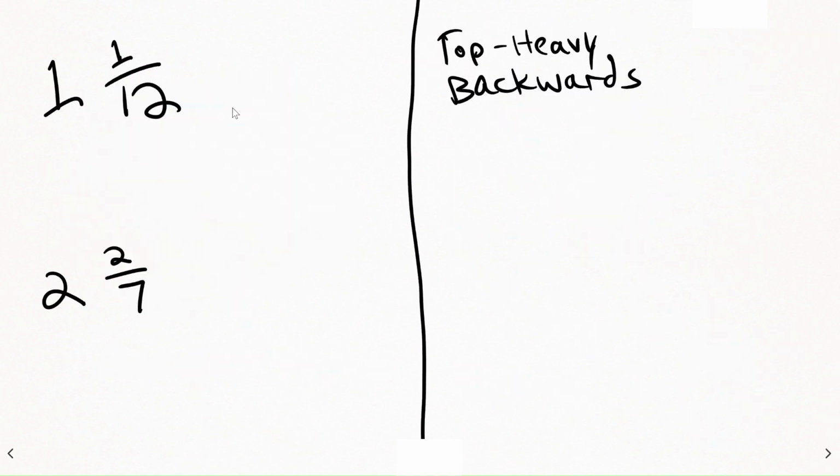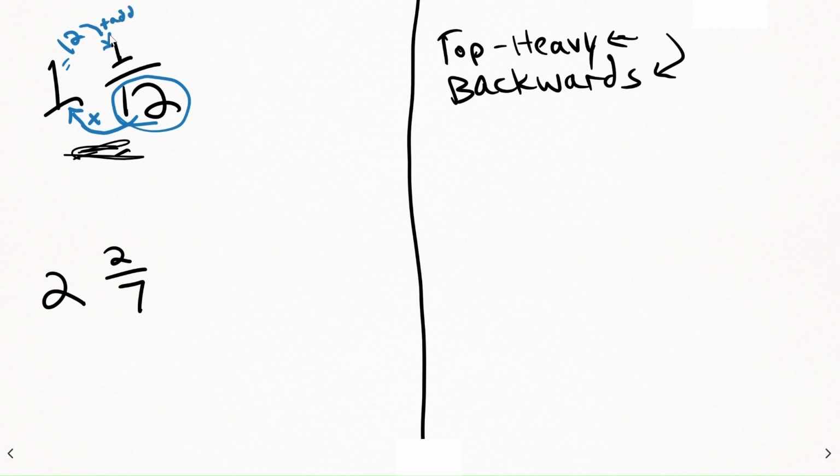Now, what if we have mixed numbers and we need to figure out what the top heavy fraction is? So we need to do it backwards. So here's the mixed number, 1 and 1/12. How do we do it backwards to turn it back into a top heavy fraction? Well, we take the bottom number of the fraction, this 12, and multiply it by the whole number, which in this case is 1. So that gives us 12, stays the same. And then you take this 12 and add it to the 1, which gives us 13. So we have 13 up top, and then that same bottom number stays the same on the bottom.